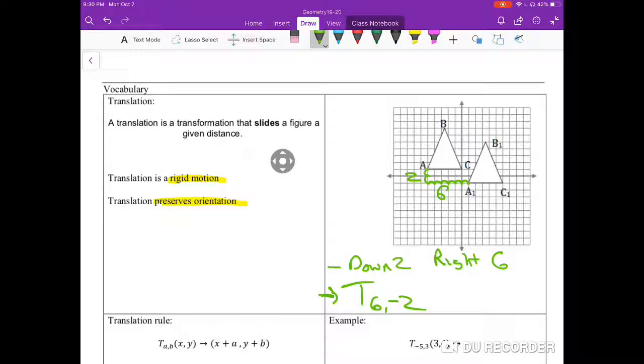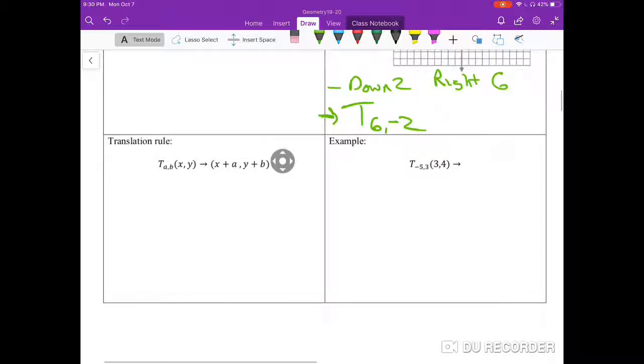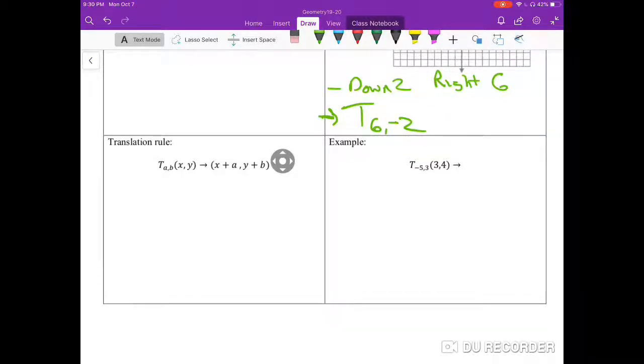Alright, so here's the rule. In reflections, we had 4 rules that we had to memorize. Here with translations, we really only have 1. So if we see, again, we have a translation of A comma B. This first number deals with the x, and this second number deals with the y. And all we're going to do is add these things together. As you can see here, x plus the number A and y plus the number B.